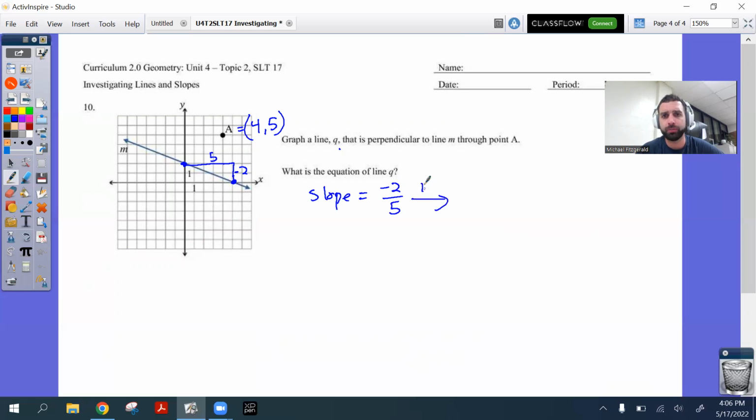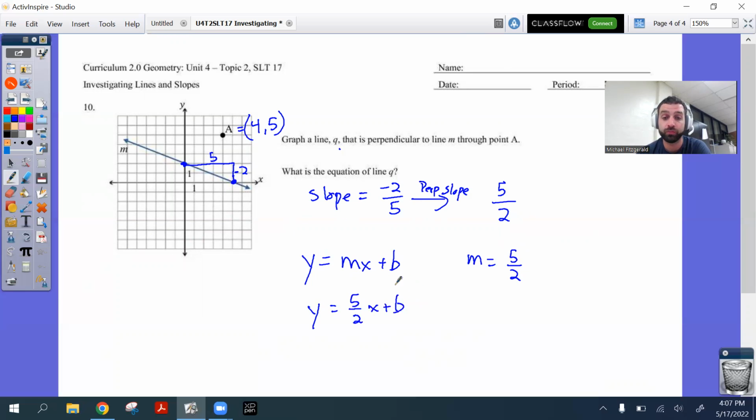So then the perpendicular slope, you should all know by now, I've been saying it a thousand times, would be +5/2. When we know y is equal to mx plus b, we know that now m is equal to 5/2. So we're going to plug that in. y is equal to 5/2 x plus b. Oh, we don't know what b is. Like we know it's going to be something like this. We don't know exactly where it's going to cross the y-axis. But what we can do is use this point A. We know point A is equal to 4, 5. We're going to plug that in where we see x and y, and then we're going to solve for b.